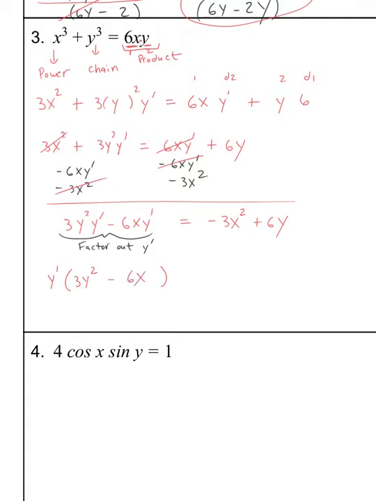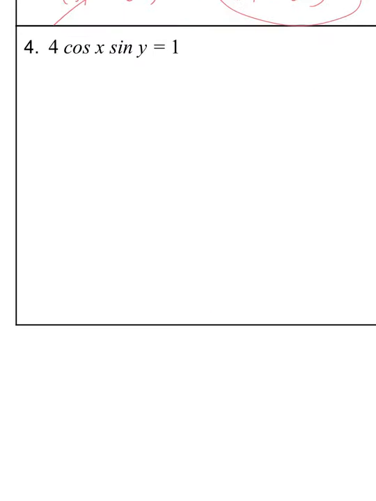All right, so I did it. I factored out y prime. On the right, that just comes down: negative 3x squared plus 6y. Now, the last step to get y prime by itself is I divide by this whole binomial, and I must do it on both sides. 3y squared minus 6x, divide that on the left, and divide by that on the right. 3y squared minus 6x. Okay, these cancel out. I'm left with y prime, all by itself on the left. Here is my final best answer.